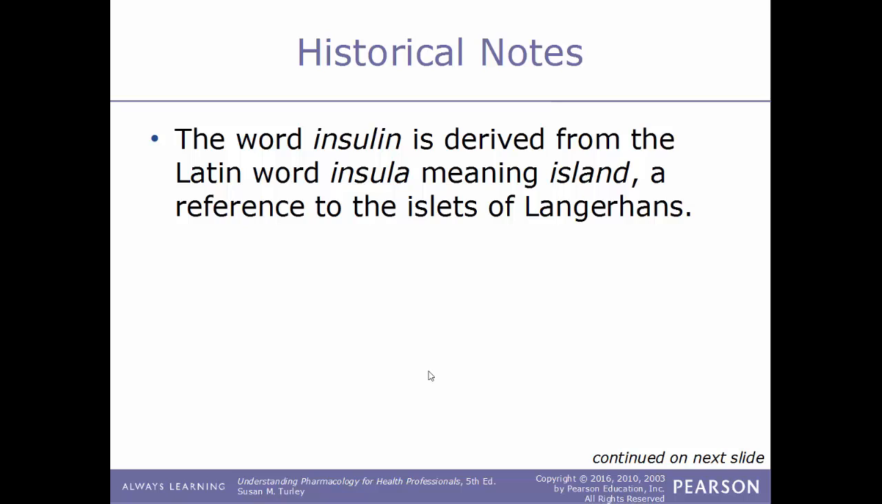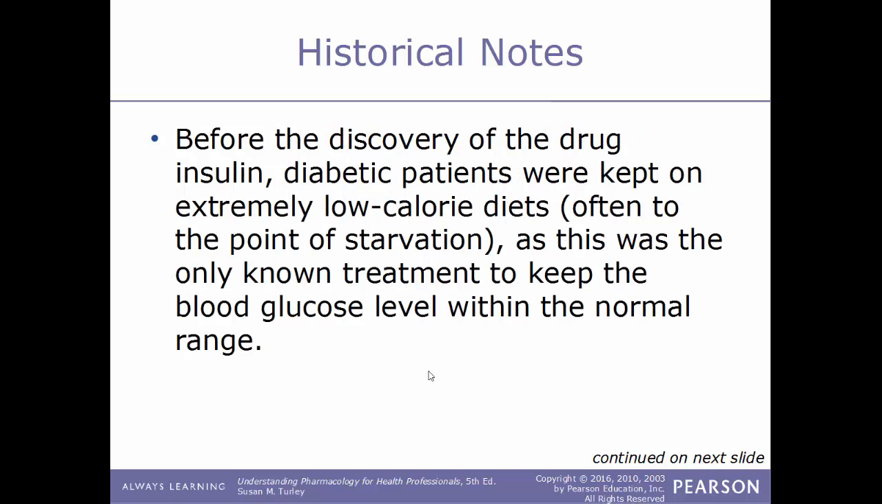Now I'll mention a few historical notes. The word insulin is derived from the Latin word insula, which means island, which is a reference to the islets of Langerhans, where the hormone is actually produced naturally. Before the discovery of the drug insulin, diabetic patients were kept on extremely low-calorie diets, often to the point of starvation, as this was the only known treatment to keep the blood glucose levels within a normal range.